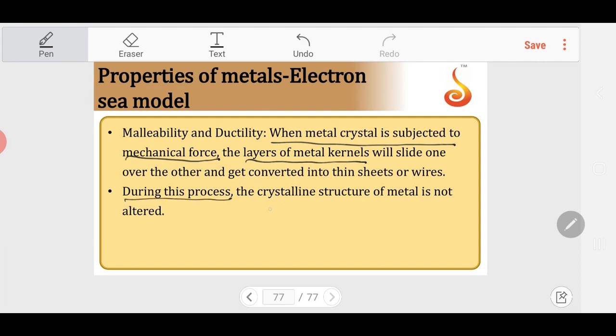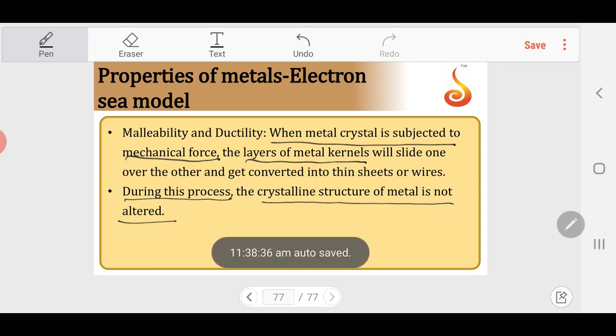during this process, the three-dimensional arrangement of metal kernels with respect to each other will not be altered. The 3D crystal structure of metals will not be altered, but it is only defragmented to different thickness and to form thin wires and thin sheets. So these are the synopsis points in periodic table and chemical bonding.